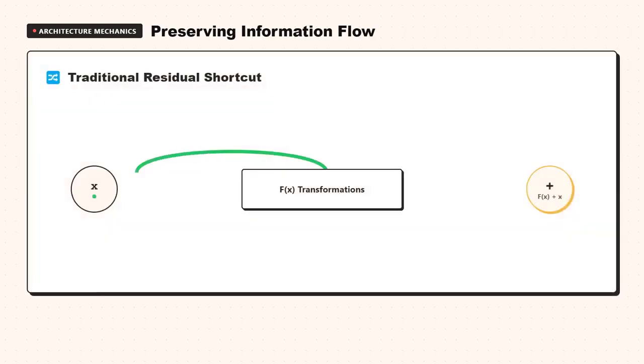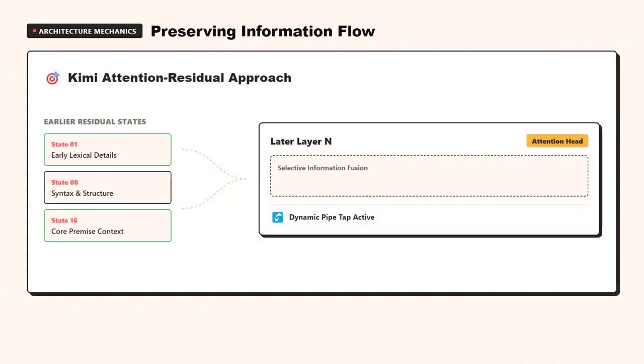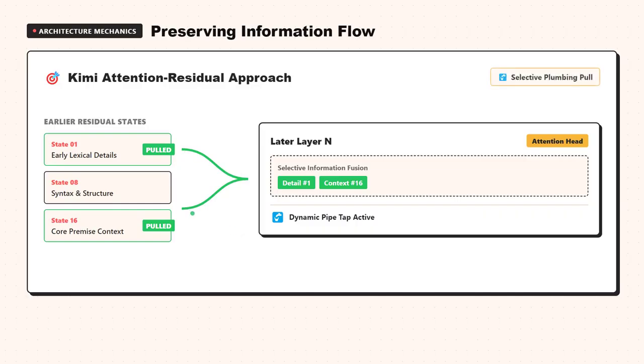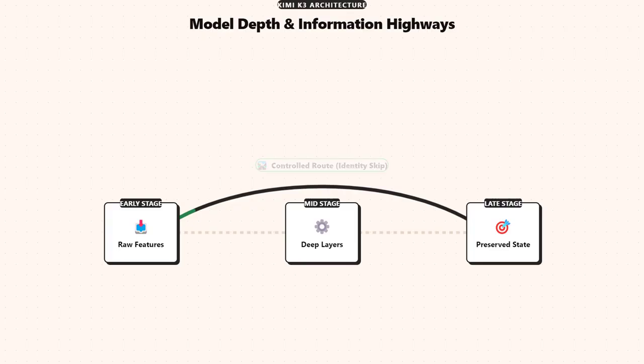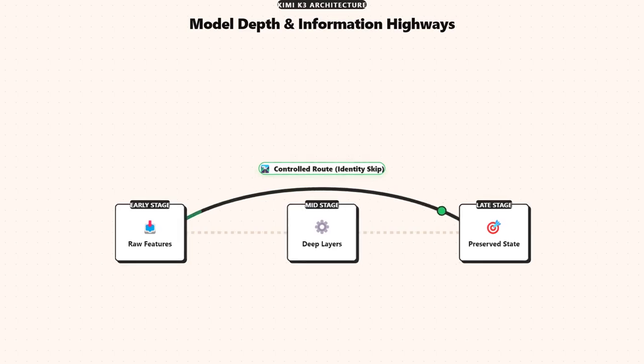Traditional residual connections help preserve a cleaner path through the network. Kimi's attention residual approach goes further by allowing later layers to selectively pull information from earlier residual states. The plumbing comparison actually works quite well here. A very deep model needs more than one narrow pipe carrying everything from the beginning to the end. It needs controlled routes that allow information from earlier stages to reach later stages without being changed beyond recognition.